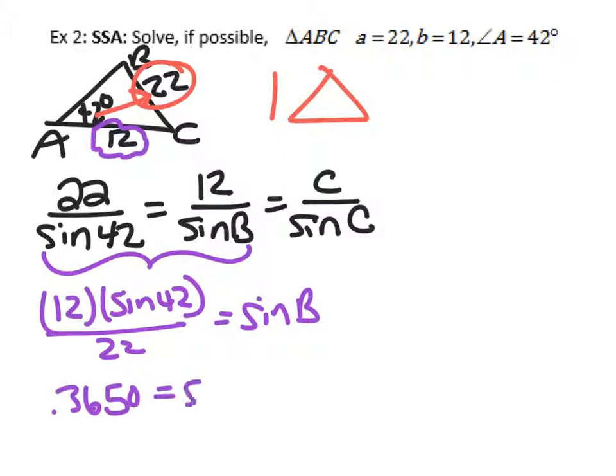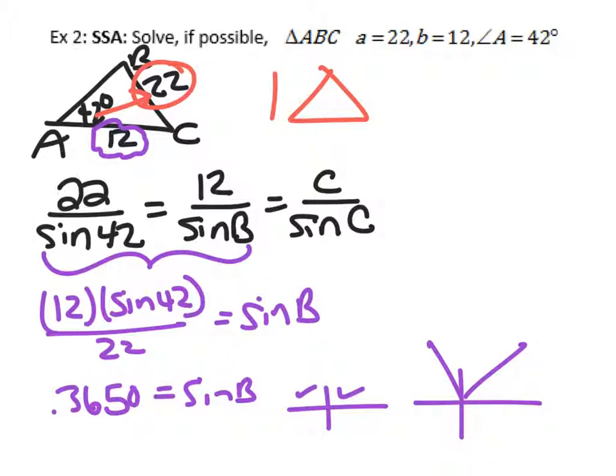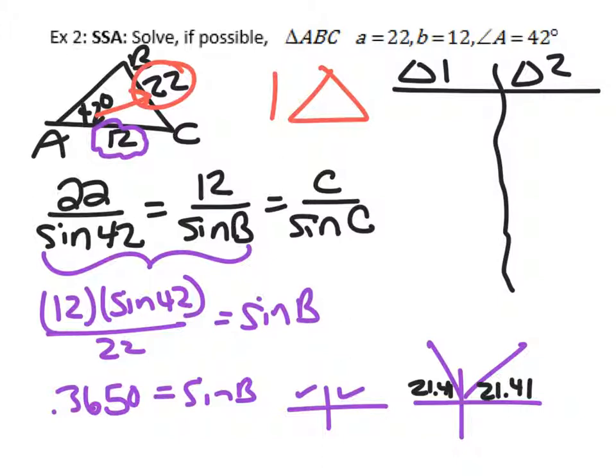0.3650. Now mathematically, if you remember from earlier, sine should be positive in two quadrants. So if I do second sine, you're going to get an angle of 21.41 degrees as a reference. When you do second sine, second cosine, second tangent, it always gets you a reference angle. So you have the possibility of triangle 1, triangle 2, and I'll show you why there's only one triangle.